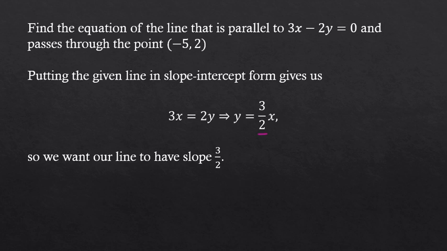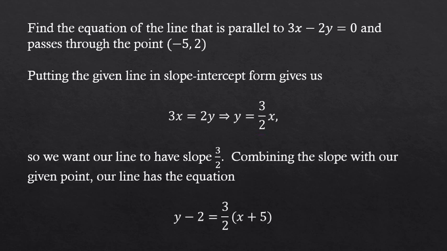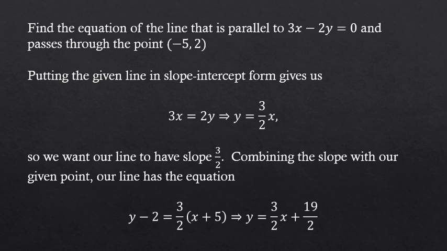From the previous video, we talked about point-slope form. If we know the slope of our line and a point that lies on our line, we can then determine the equation of our line. So combining the slope with our given point, our line has the equation y minus 2 equals 3/2 times the quantity x plus 5. And if you wanted to convert that into slope-intercept form, you get y equals 3/2 x plus 19/2. You don't have to change it if you don't want, but that's what it would be for the record.